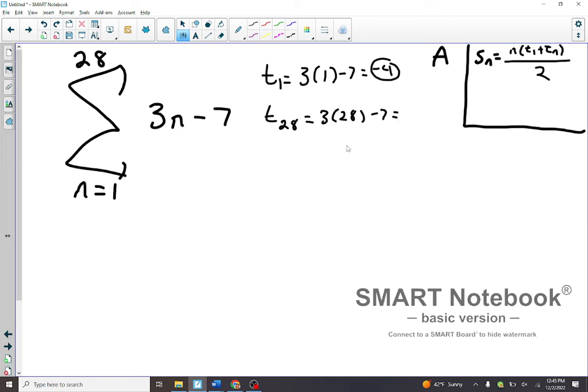So 3 times 28. Would n and Tn be the same? No, 28. Oh, okay, never mind. So 84 minus 7, 77. So I could do it: 28 parentheses, -4, plus, that's also 28, right? So then it's going to be 28 parentheses -4 plus 77 over 2.